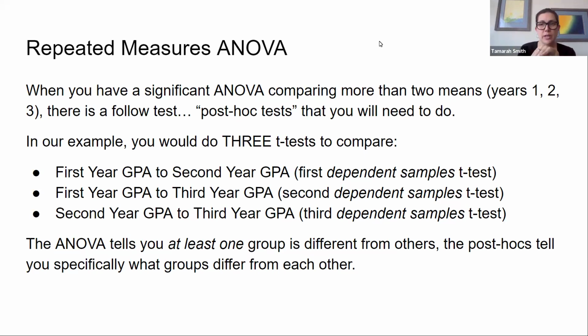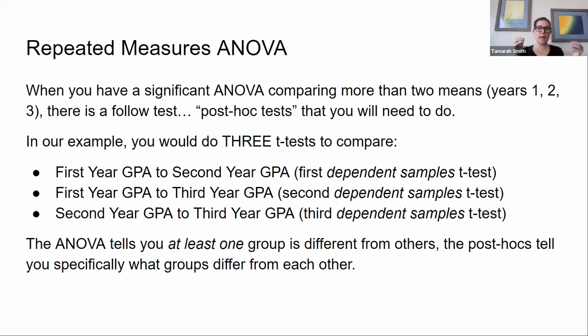When you have a significant repeated measures ANOVA, where you're comparing more than two means, so the example I gave on the last slide, years 1, 2, and 3, you will have to do a follow-up test. We call it the post hoc test. And the reason for that is because if you had just 2 years, year 1 and year 2, and the ANOVA is significant, you know that year 1 is different from year 2. But if you do this with 3 years and you get a significant test, you don't know, is year 1 different from year 2 and year 2 is different from 3? Well, is year 1 different from 3? I don't know, right? What's the breakdown?